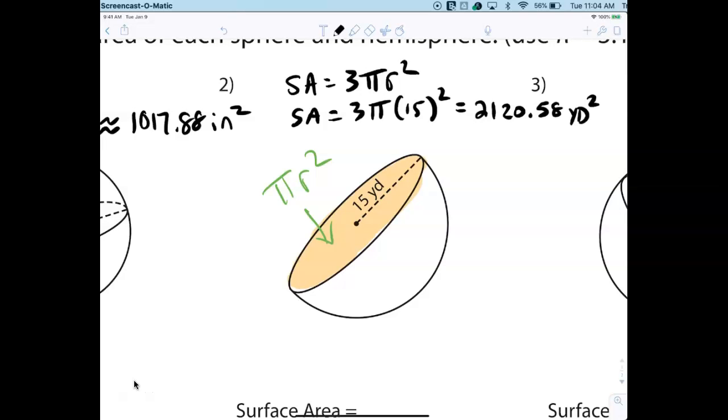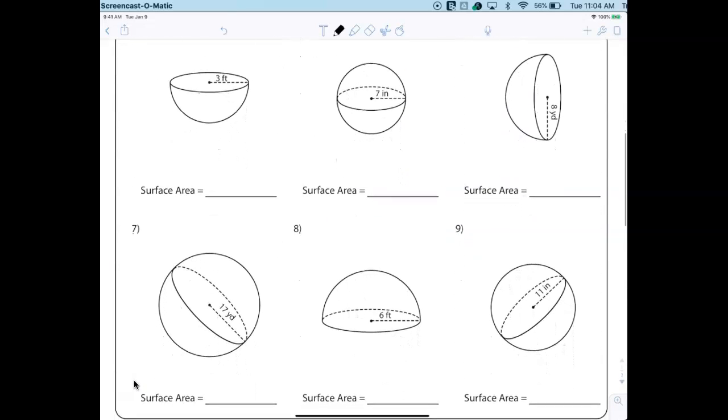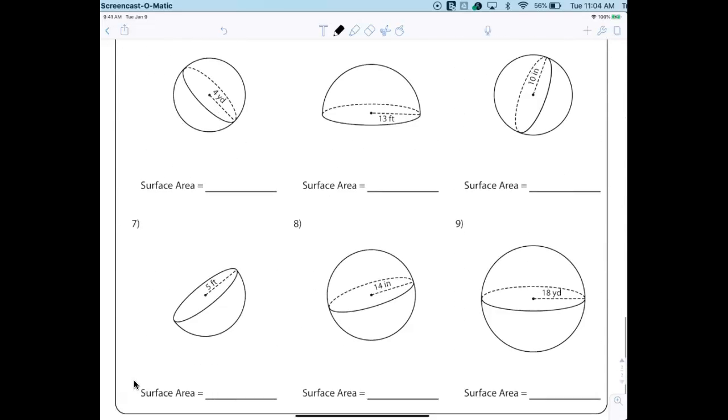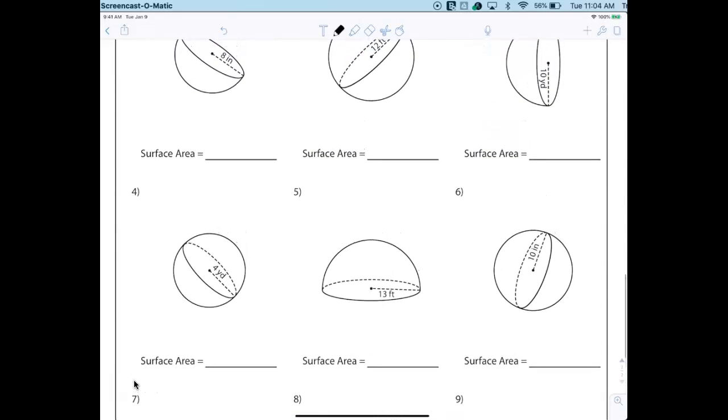All right, here we go. Everybody now, you are on your own. I want you to finish up the first page and the back page. Every single time you're writing the formula. Then you plug the number into the formula. Then you tell me the approximation. All right, get to work.